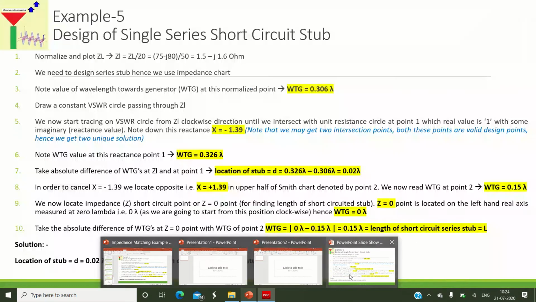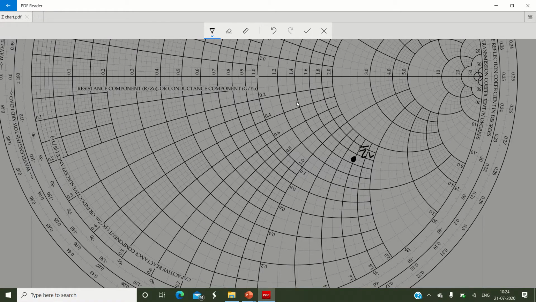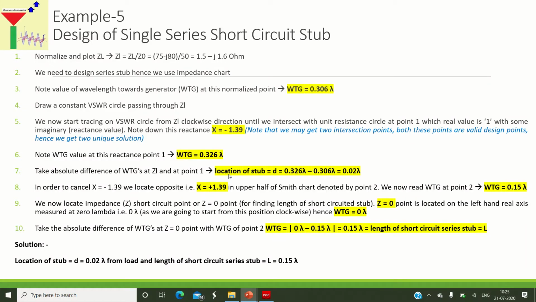Okay, so we have completed this step. We have plotted the complex load impedance. Second step is we need to design a series stub. Hence, we use the impedance chart. So originally, what is this chart? This chart is itself an impedance chart, so we will be making use of the impedances only. Coming to the third step, in the third step, note down the value of wavelength towards generator at this particular plotted point. So how to measure the wavelength towards generator value at this particular point? It is very simple.